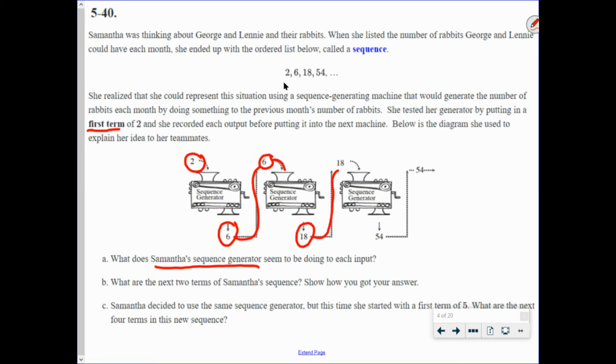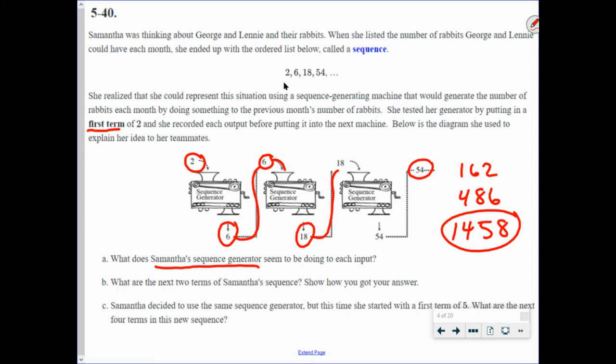All right, so if you took the sequence generator, we ended up with 54. That's the last term in the sequence. And if you multiplied 54 times 3, you would have gotten 162. And then you did 162 times 3, and of course I'm expecting you to show the work here, right? You would have gotten 486, and 486 times 3 would have given you 1,458. Okay, so those are the next terms for problem B.